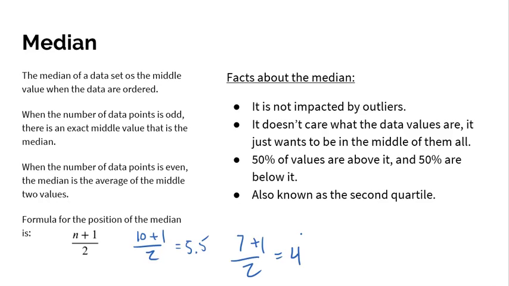So if there is a $1 million house in your data, then it doesn't matter. The median doesn't care what the value is. It just wants to go to the dead center of all your data values. So keep in mind that 50% are above it, 50% are below it. And it's also known as the second quartile. Think of second quarters, 2 quarters. 2 quarters are worth 50% or 50 cents, right? So 50% below, 50% above.